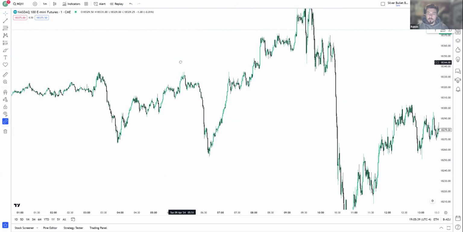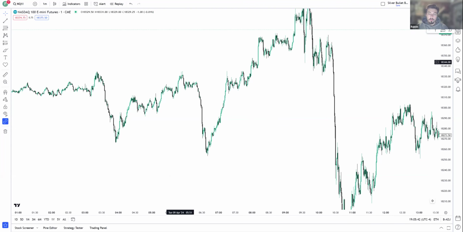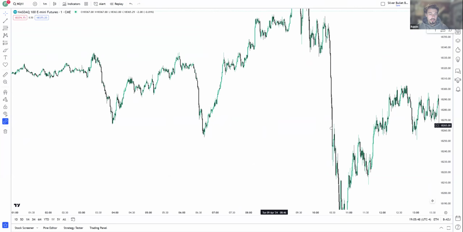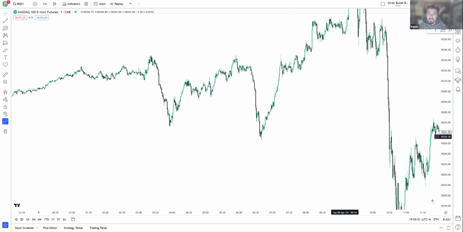Alrighty guys, in this video we're going to be going through the Silver Bullet model. That incorporates two time frames. If you're trading the New York session, that's 10 to 11. If you're trading the London session, it's 3 to 4. We're going to back test both, and we'll do a couple of videos on this.